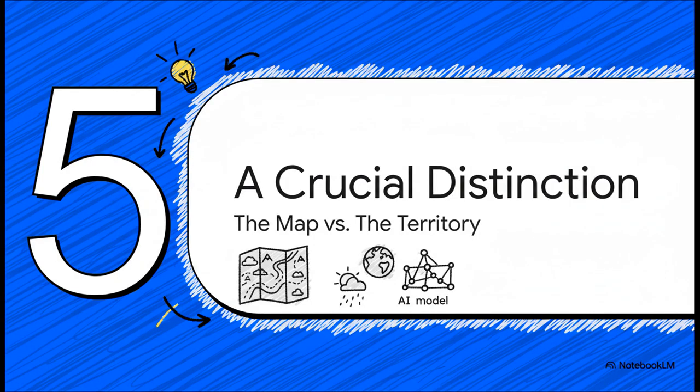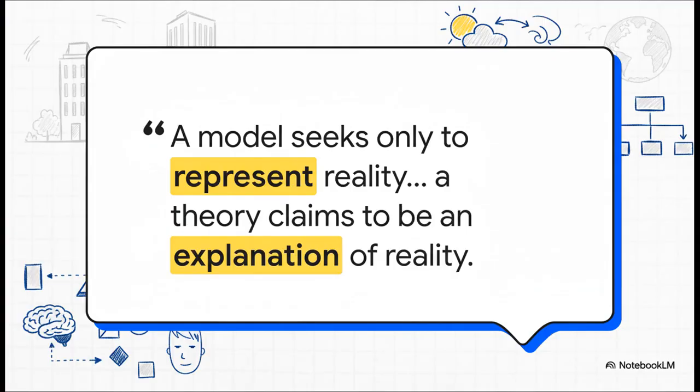And all of this brings us to our final and maybe most crucial point. There's a famous saying in science and philosophy that goes, "The map is not the territory." And when it comes to models, that is the most important thing you can ever remember. This really gets at a critical difference. A model is not reality. It's just a representation of it. As this great quote points out, a model just tries to represent reality for a particular reason.